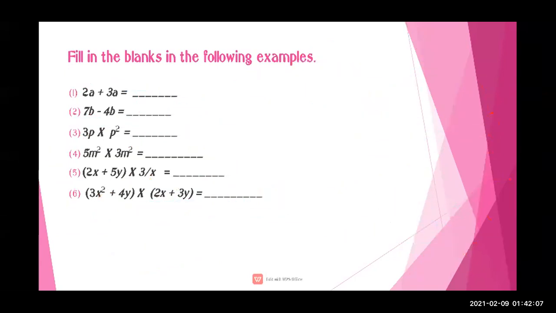Now the last question also you have to solve. How are you going to solve it? 3x square plus 4y multiply by 2x plus 3y. See, this 2x should first multiply by 3x square. Then this 3y should multiply by 4y. Like this you have to multiply and give a proper answer.